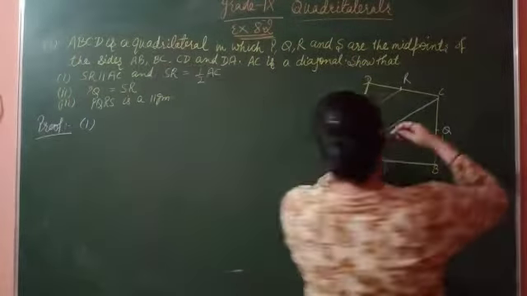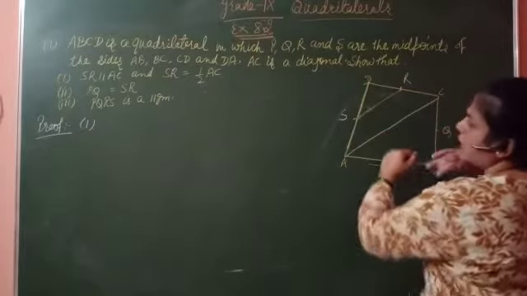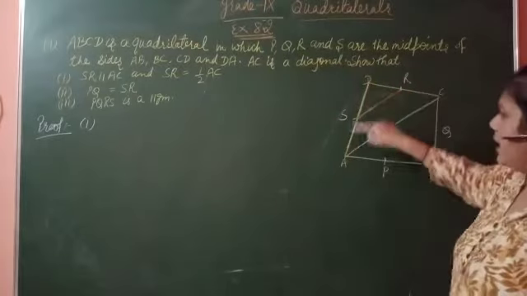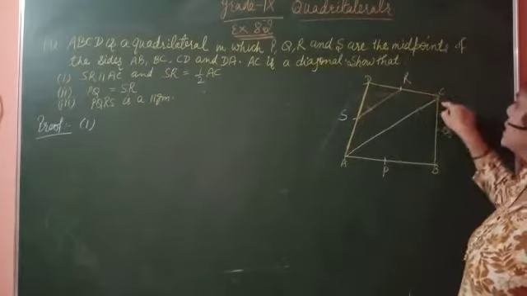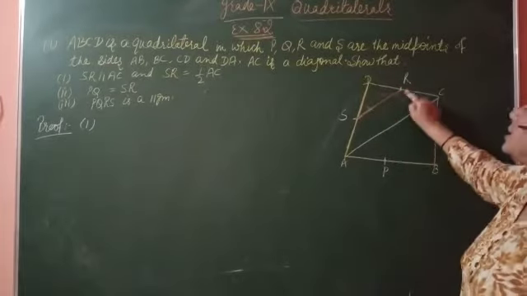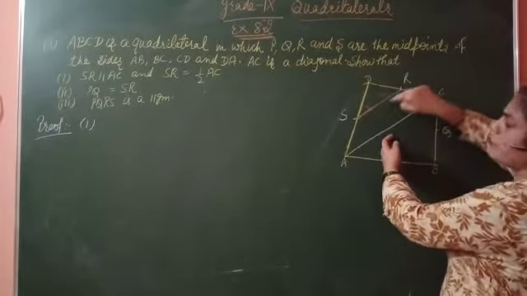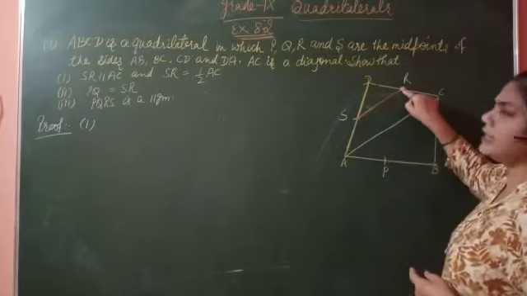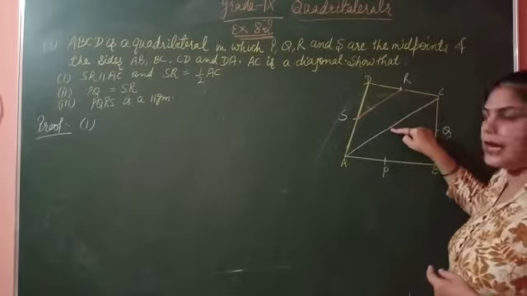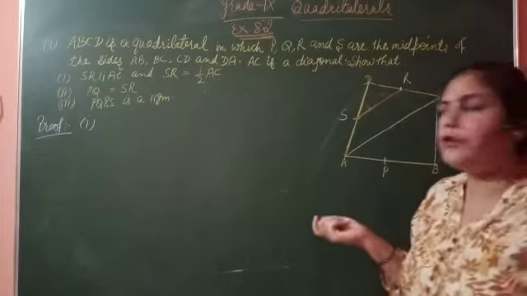So we take this triangle ADC. We are given that S and R are midpoints of two sides. S is the midpoint of AD and R is the midpoint of CD. So these are the midpoints of two sides of the triangle. Then the line joining these midpoints of two sides of a triangle is parallel to the third side and is equal to half of it.